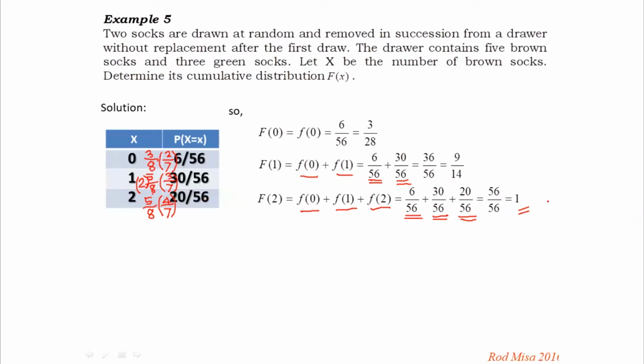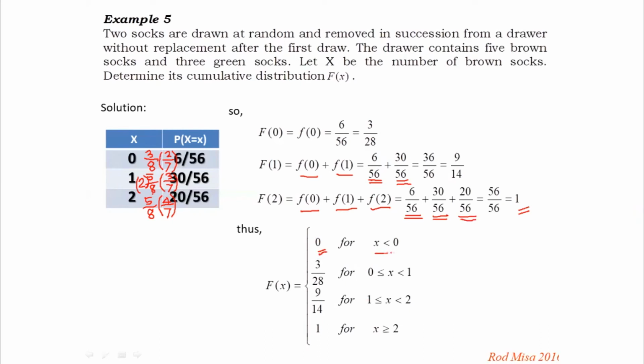So constructing our big F function, or the cumulative distribution function, we have a probability of 0 for all random variable values below 0. Since there is no value below 0 in our random variable, our probability is 0. But when your random variable is from 0 to a number below 1, so this is 0 only in the integer, we have the probability of 3 out of 28.